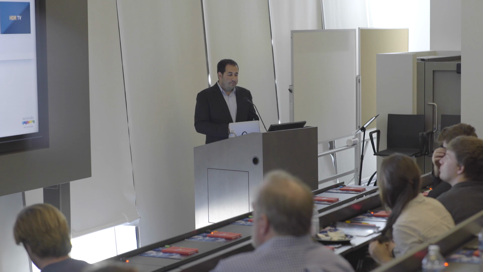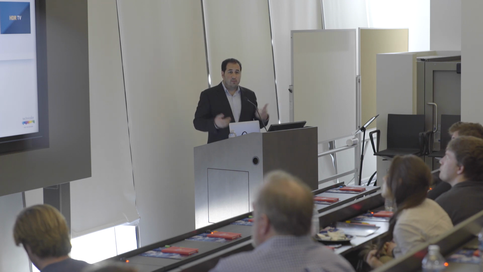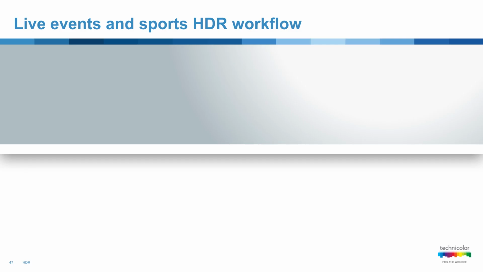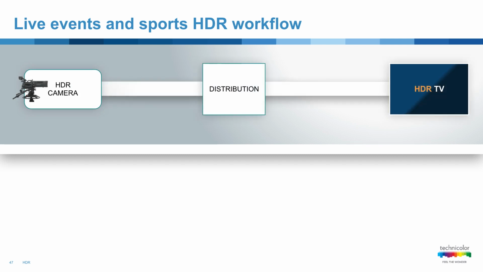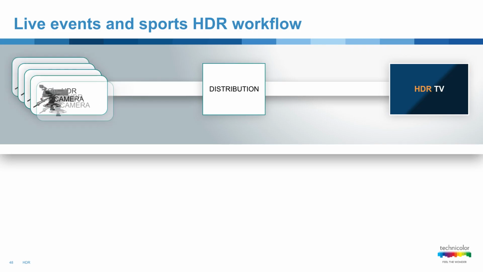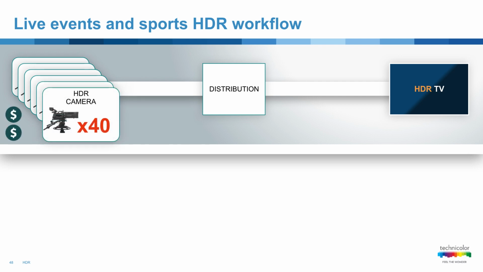Looking at live events, this is what everyone thinks a live event workflow is. I take a camera, I distribute it, I go to a TV. Done. Easy, simple. Obviously, that's not the case. You have to look at everything involved with creating content. So it's not 1 camera, maybe it's 40. If I had to create all new HDR production, I have 40 cameras that I have to buy, and I have a new production truck that I have to get together. That's really expensive to do.